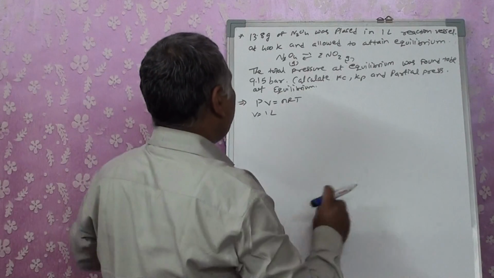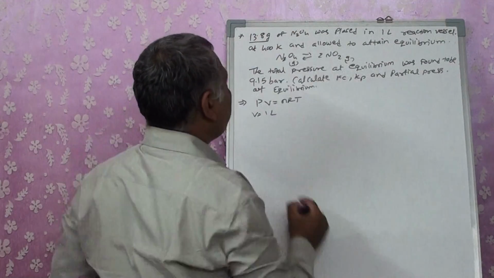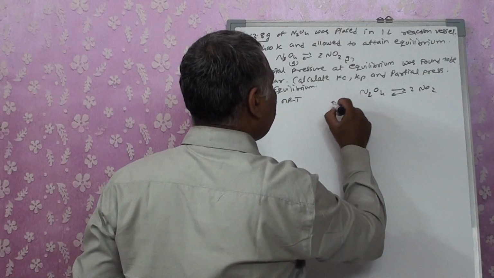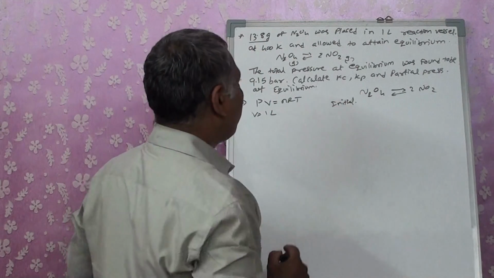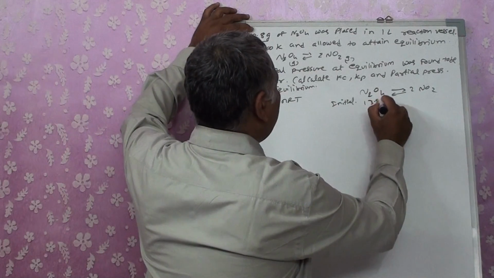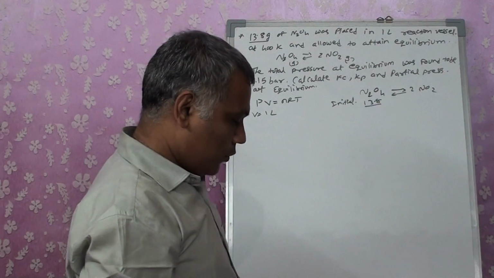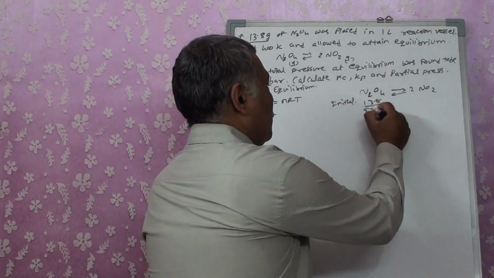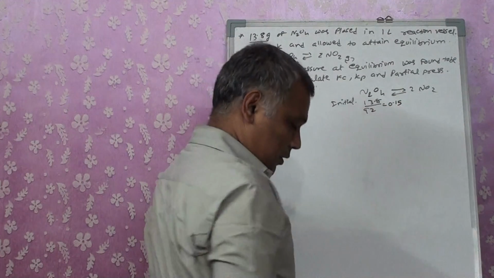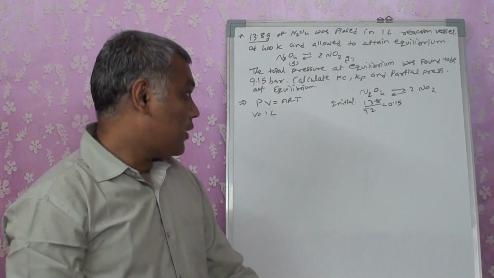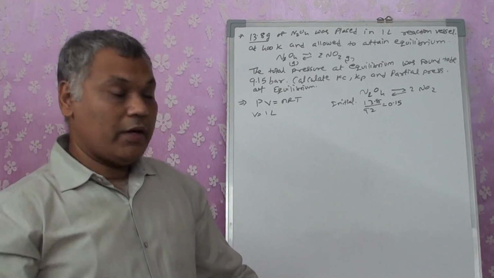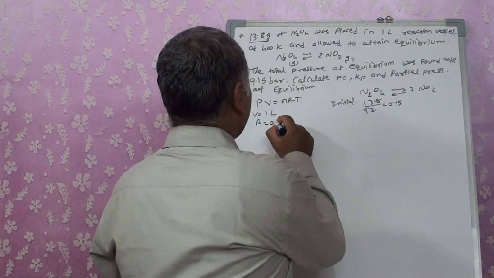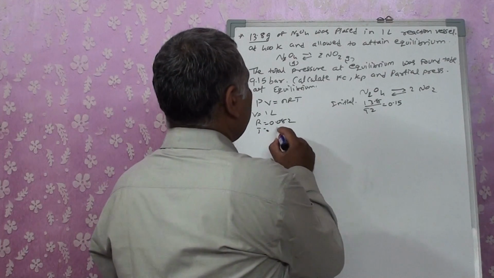Again, instead of doing it like that, it's told to me that this much gram is taken. N2O4 changes to twice NO2. Initially we get the number of moles: 13.8 divided by the molar mass, which is 92, so we are getting 0.15. See, this is a calculation that I am doing, because every time it would be quite a lengthy method to go through. R is given to us as 0.082, T is given to us as 400 K.